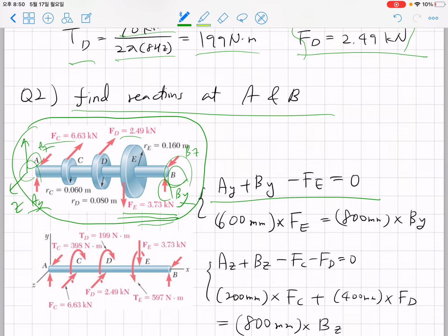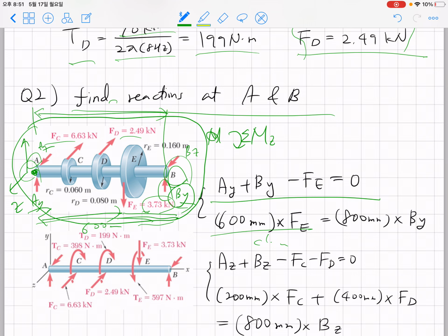Now let's consider the torque balance with respect to A, and let's consider torque in this direction. Then you have 3.73 multiplied by 600 millimeter clockwise, and this torque must be balanced by By multiplied by 80 millimeter. With this you can balance torque with respect to point A.